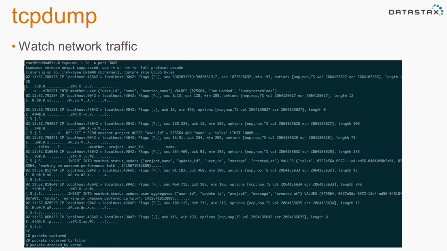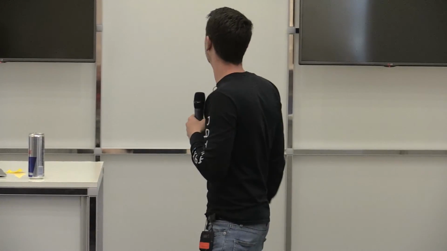Another thing, tcpdump, right? So having a look at what is going on with the network. Is the network an issue? Monitoring incoming, outgoing, all these types of things. Who is a node trying to talk to? These types of things. Again, a must-have.